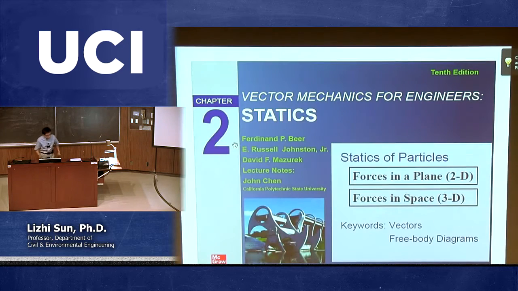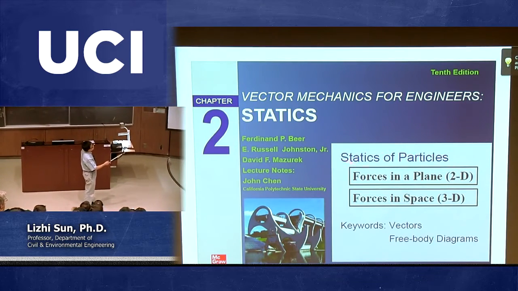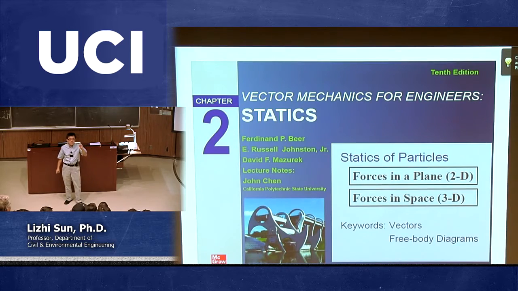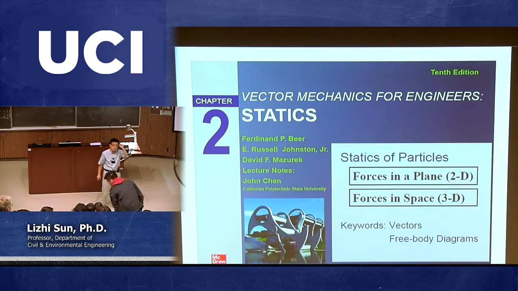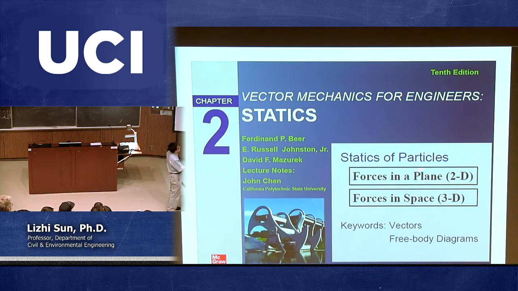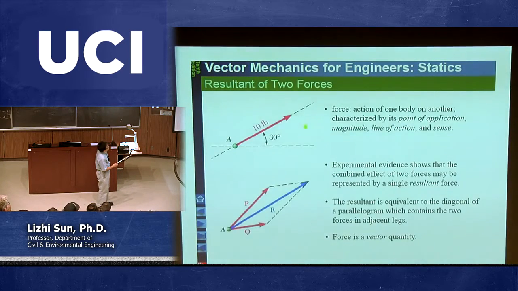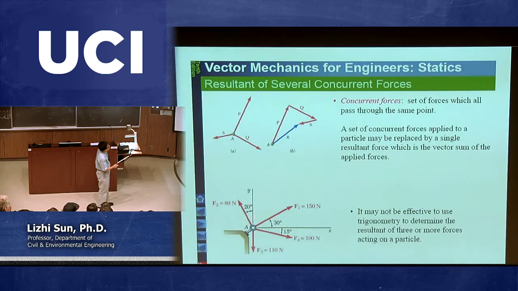Okay, so chapter 2, which is a special case of chapter 4, is talking about statics of particles, or say the equilibrium condition of a given particle. Particle in this chapter means a single point with no geometry, with no size. So that's why we call it a special case of the rigid body. We split the statics of particles into two-dimensional and three-dimensional problems.